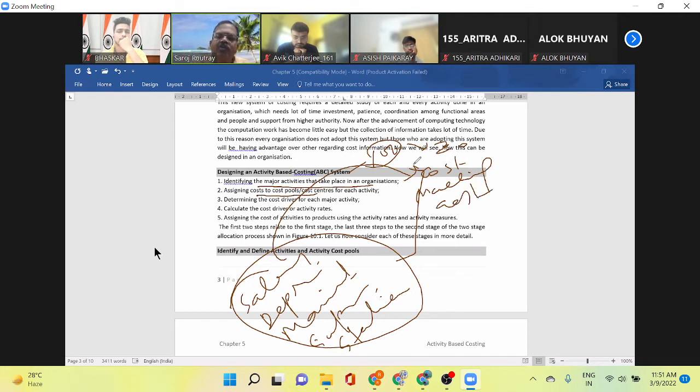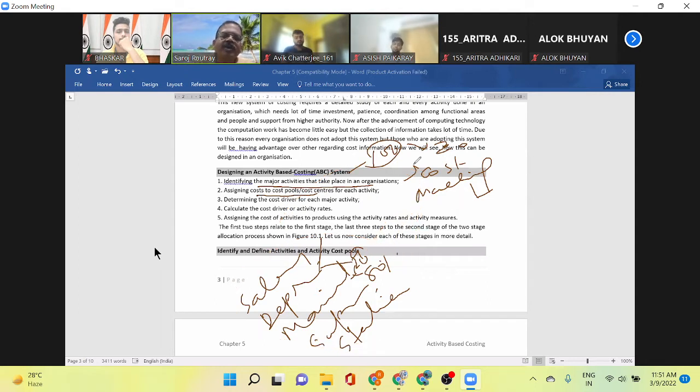So maybe depreciation consists of furniture and machining, 90% machining. So transfer 90% to machining. Maintenance is again 20% for the rest of the things, 80% is for machining. Transfer 80%. So this is how you have to allocate it to the cost pool. Then you have to identify the activity driver or cost driver. Then you find out the cost driver rate and then apply it to the jobs.